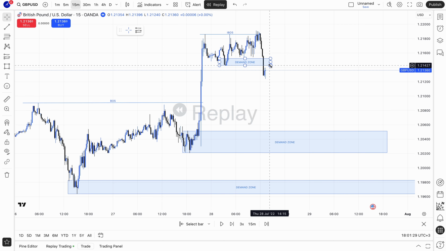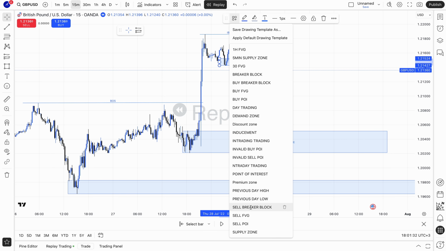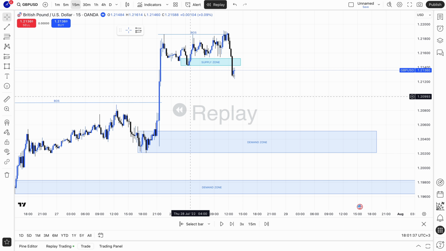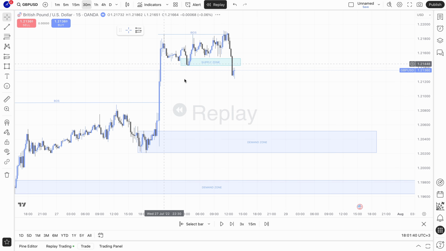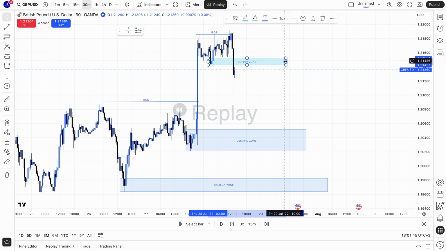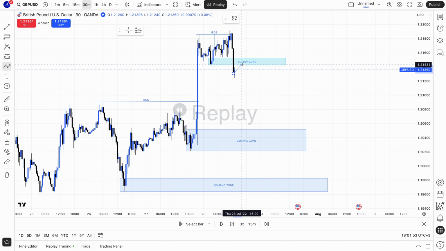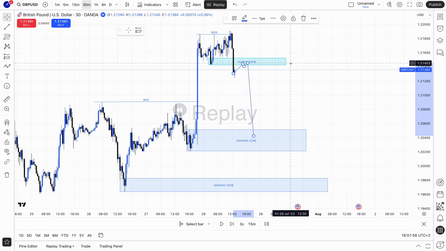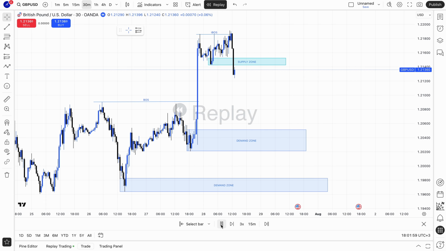Demand zone disrespected, then it's a sell breaker block, but the color I don't like it. I had to shift. We need to see this tap, then you get an offer, then we sell it. We need to see something like this. When you get confirmation, then we sell it. Then we didn't.